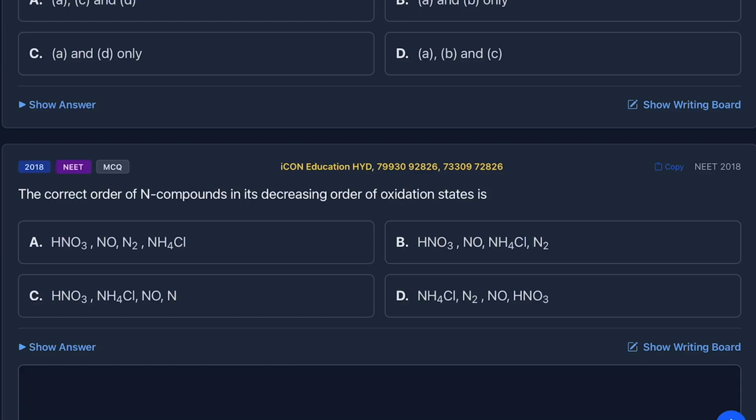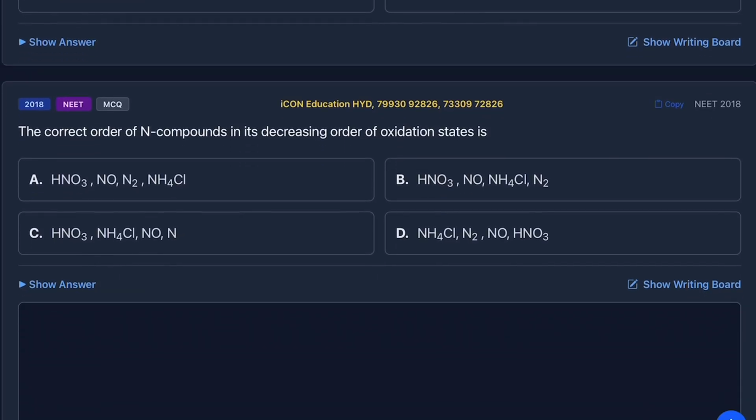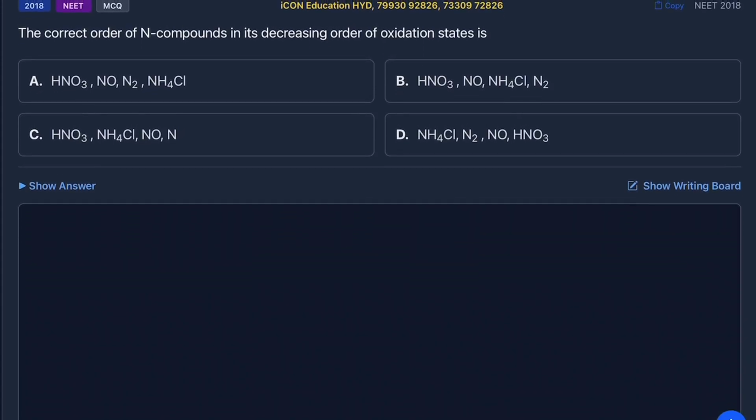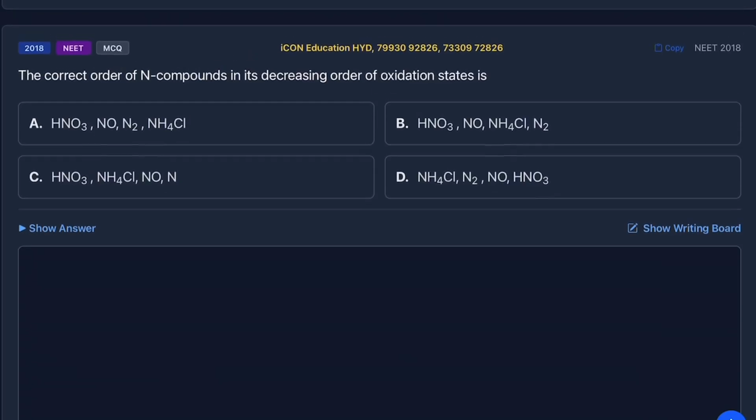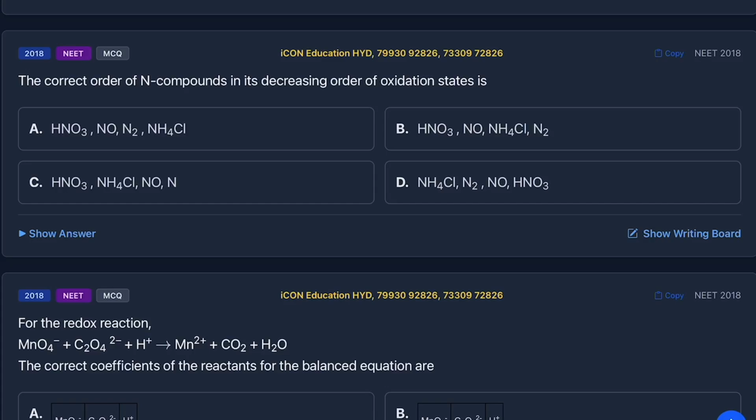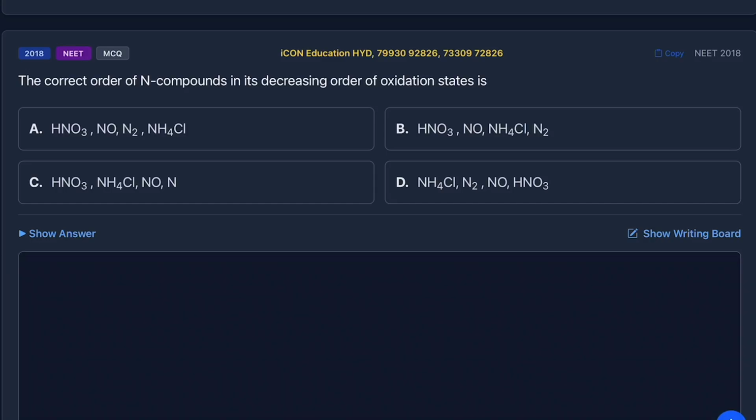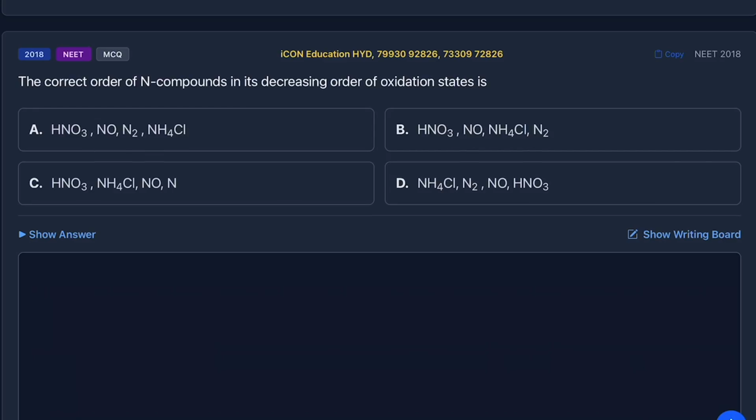The correct order of N compounds in decreasing order of oxidation states. First of all, we can check the oxidation states. I am writing the oxidation state of HNO3. In this, we have to find the oxidation state of nitrogen.